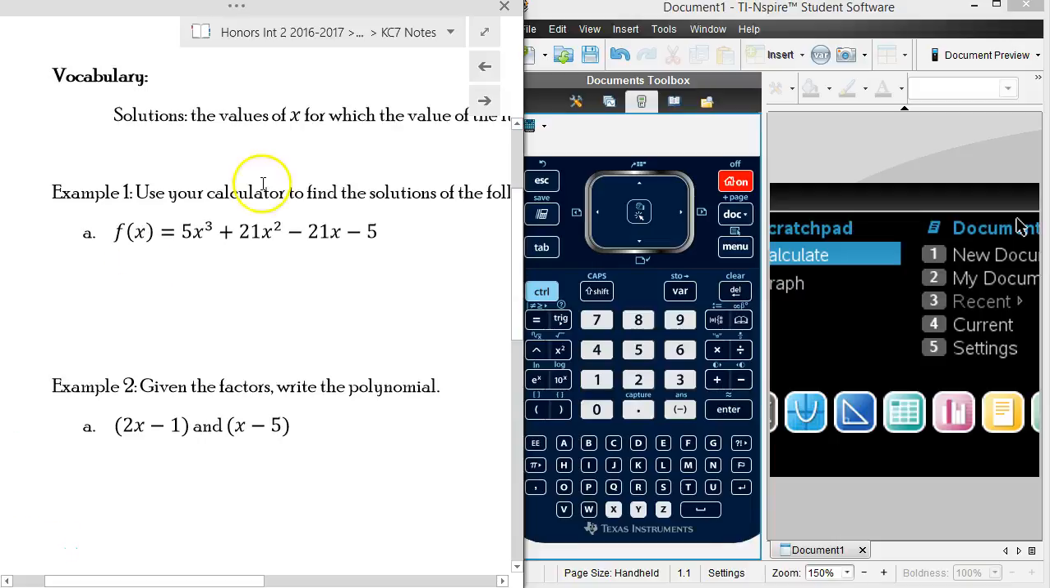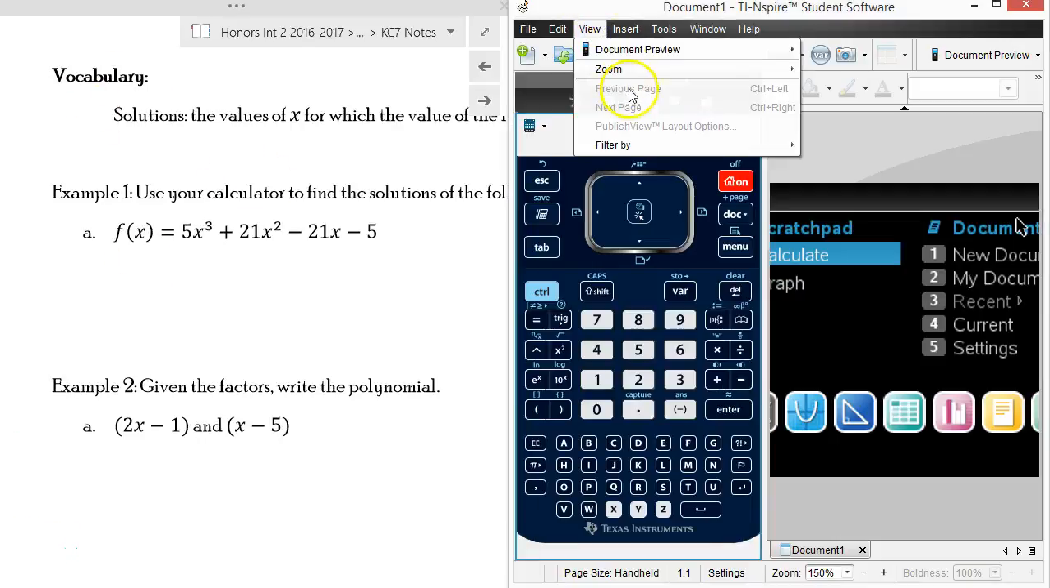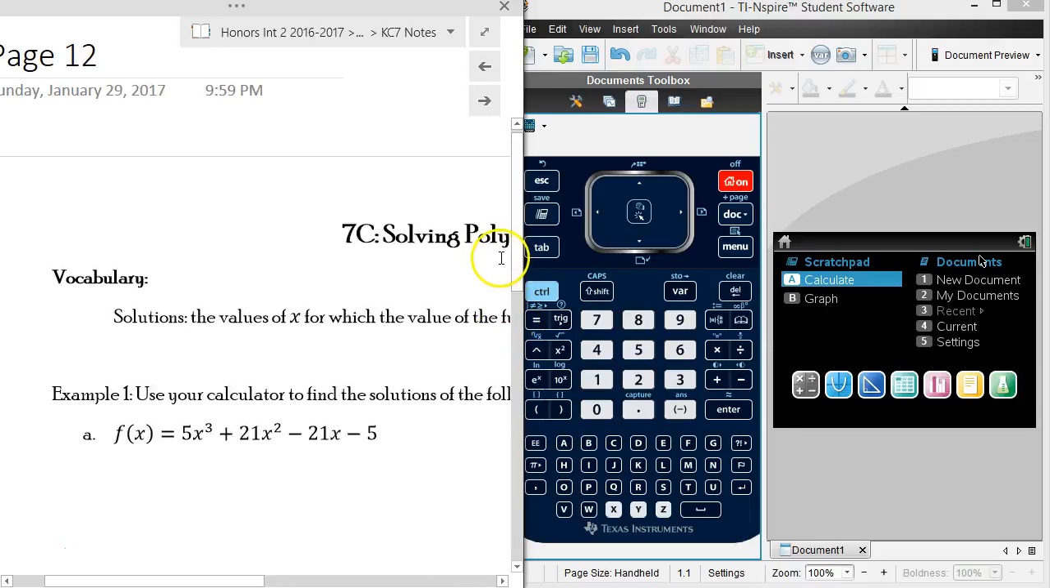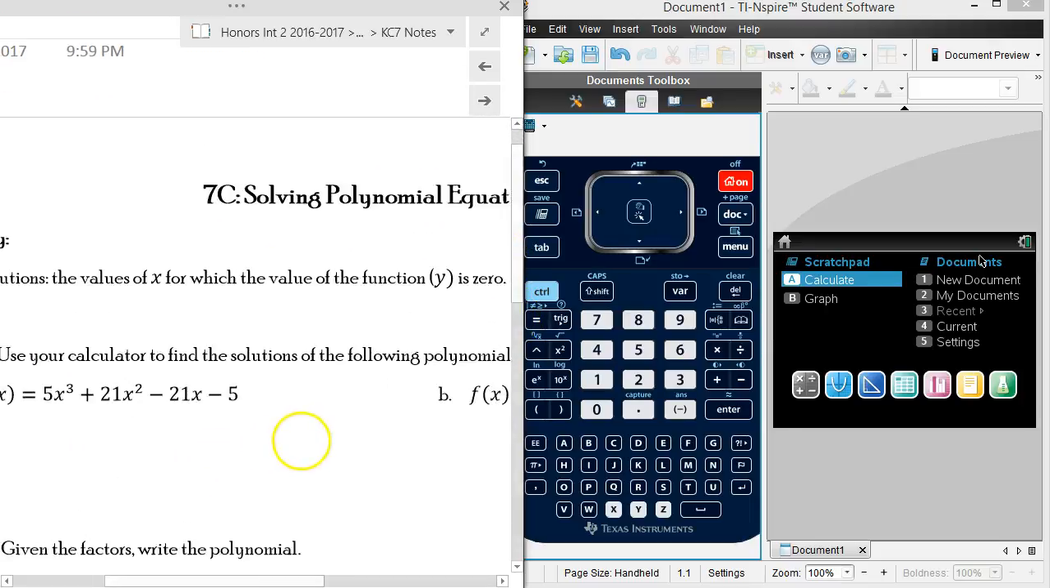Hey guys, today we're going to start target 7C. 7C is all about solutions of polynomials. Alright, so we're really solving polynomial equations.